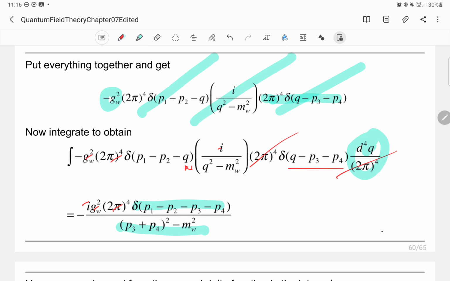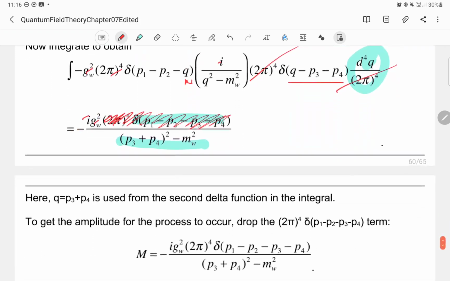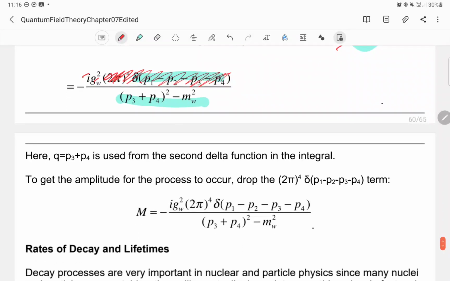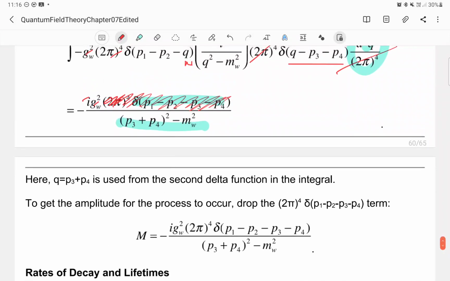So we have to cancel this one in the final expression of the amplitude. So this one should not be there. We have to drop that. So that's the amplitude, and then you square that. That would be proportional to the probability of occurrence of that process.